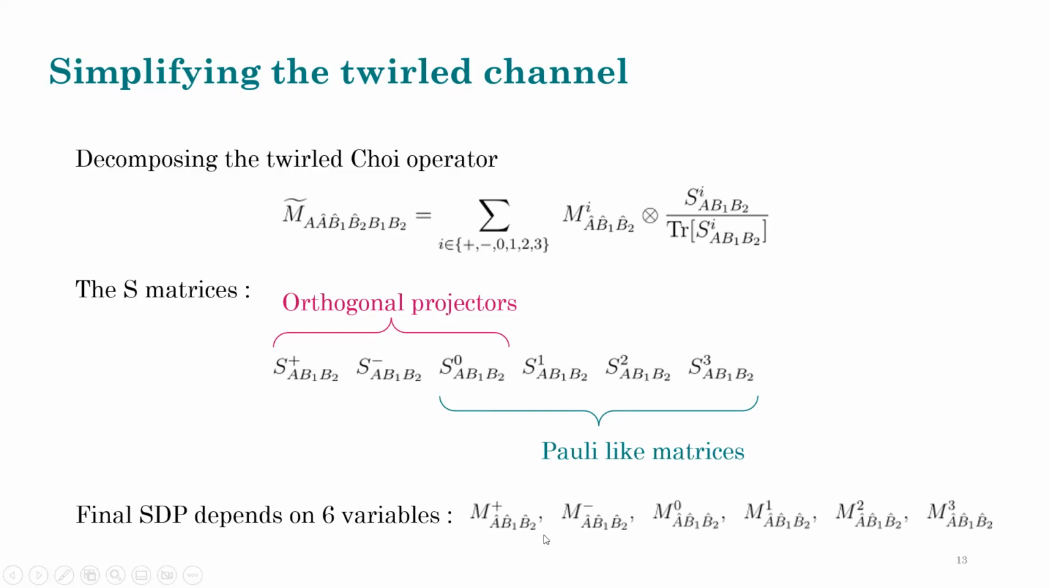And even though the number of variables is larger, we have reduced the dimension of the variables, and that gives us a computational advantage, as in the code takes much less time to run. And as you can see, it does not depend on the dimension of the simulated channel. So it would only depend on the dimension of the resource states.